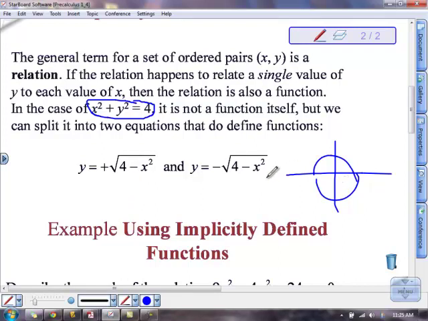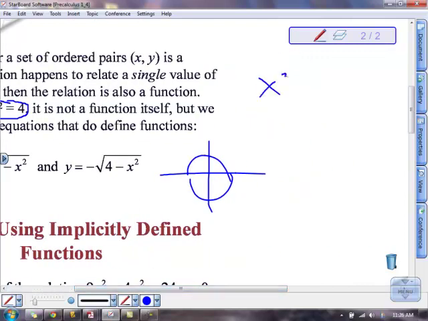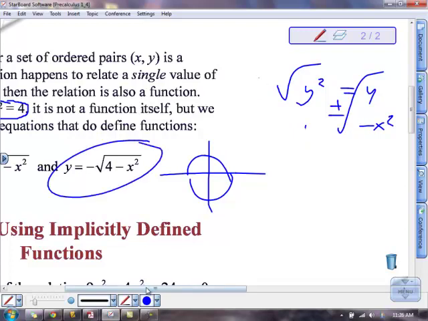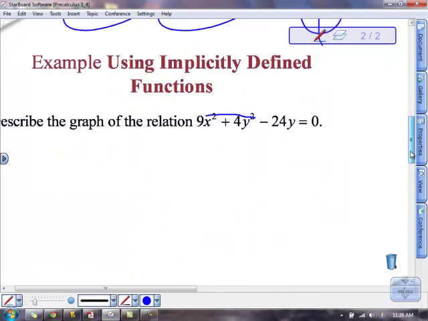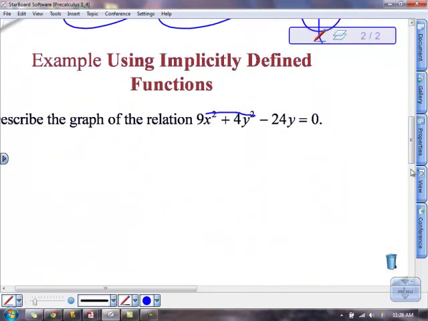It's not hard to find these. Well, I should say this one's not hard to find with a circle, because what you do is you take the x squared plus y squared equals 4 equation, and you just solve for y. So you subtract x squared from both sides, you square root both sides, and make sure when you square root you do plus or minus, and that's how you get these. Okay, that's easy.